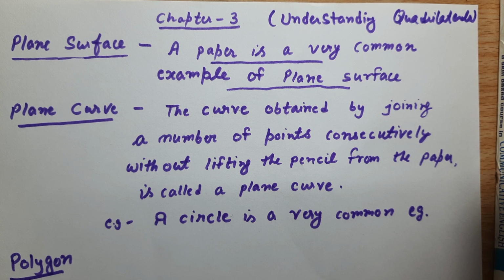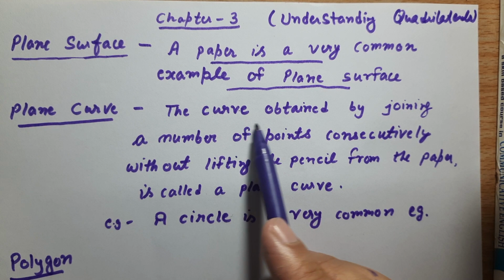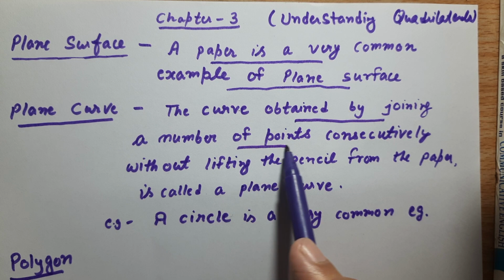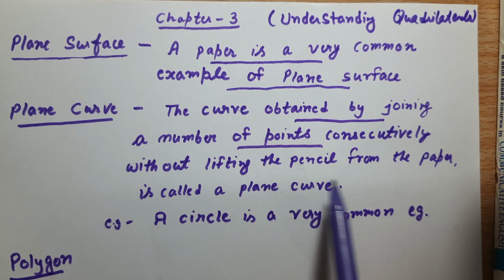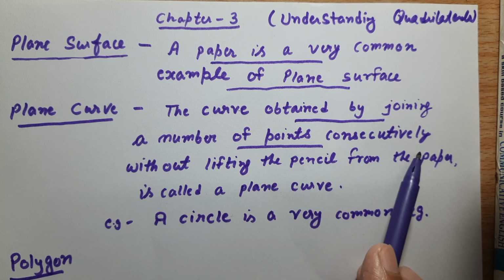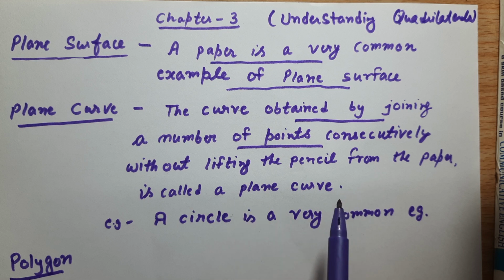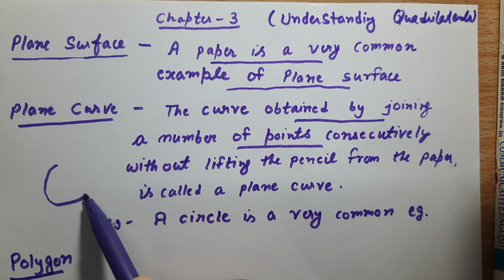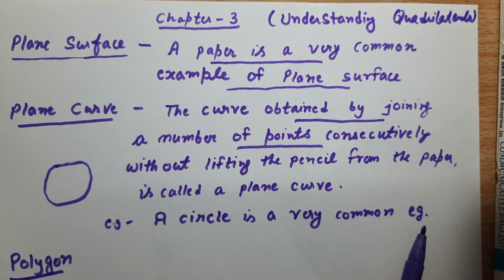The curve which is obtained by joining a number of points consecutively without lifting the pencil from the paper. Now understand again, the curve obtained by joining a number of points consecutively without lifting the pencil or the pen from the paper is called a plane curve. For example, we did not lift our pencil here. What figure will we get? We will get a circle. So a circle is a very common example of the plane curve.